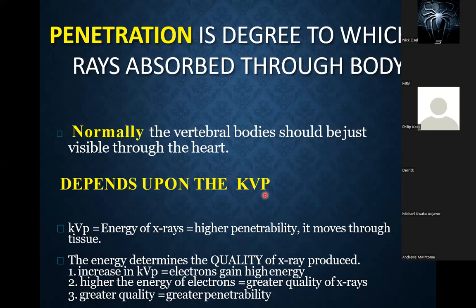Normally you'd expect that the vertebral bodies in the chest should be just visible through the heart. We should be able to see them just barely through the heart for a normal and well-exposed chest X-ray. This depends on the kVp, that is the energy of the X-ray. A higher energy implies a higher penetrability, which allows it to move through the tissue more easily. So if you give it high energy, you will have overexposure. If you give it low energy, you have an underexposure.